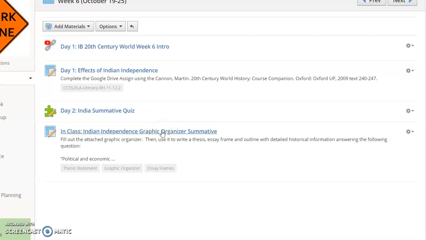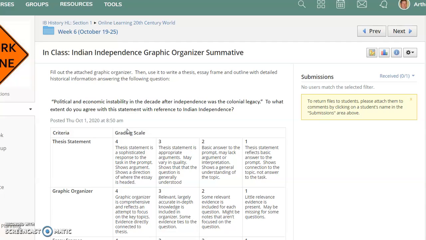But then included in this is an extension of a summative that we did with India before, talking about a graphic organizer and then applying that to the idea of creating a thesis statement with an essay frame. So first thing's pretty self-explanatory. You do the summative quiz, use your notes, and then the second part of this is this graphic organizer. So if you click on this, it'll take you to this page.